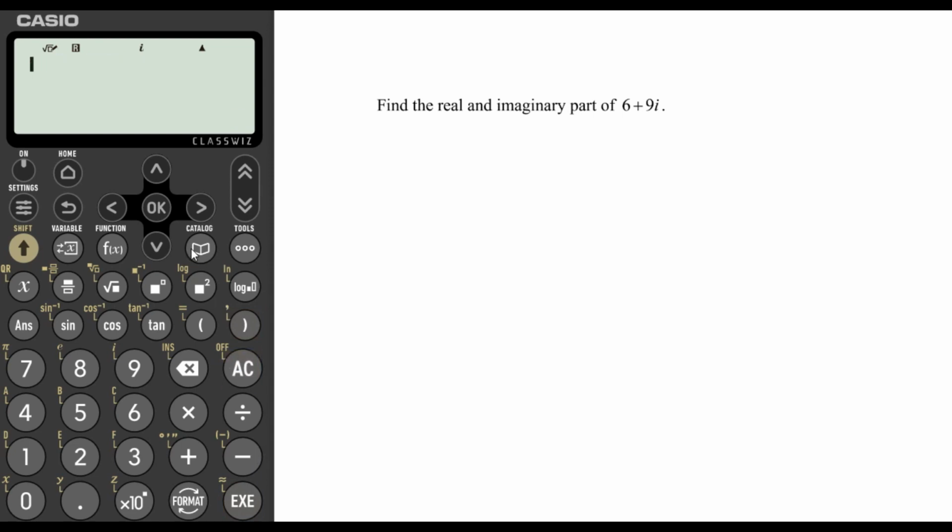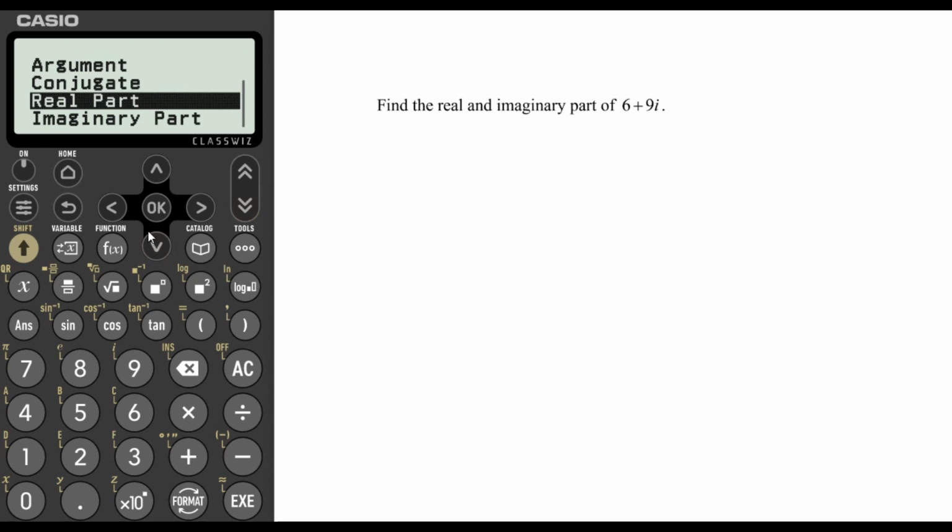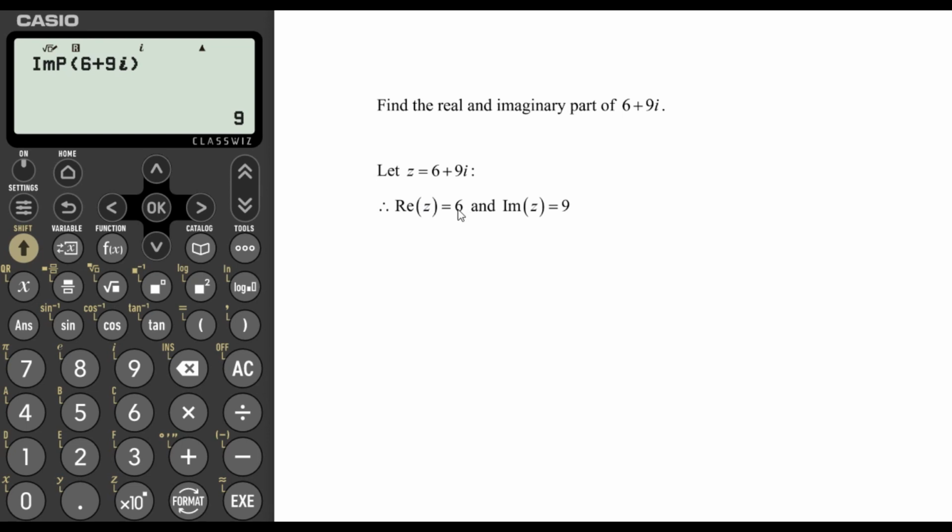If we want to work out the imaginary part, go back to the catalogue, then the complex option, scroll down to imaginary part. We want the imaginary part of 6 plus 9i. We get 9. So the real part is 6, the imaginary part is 9.